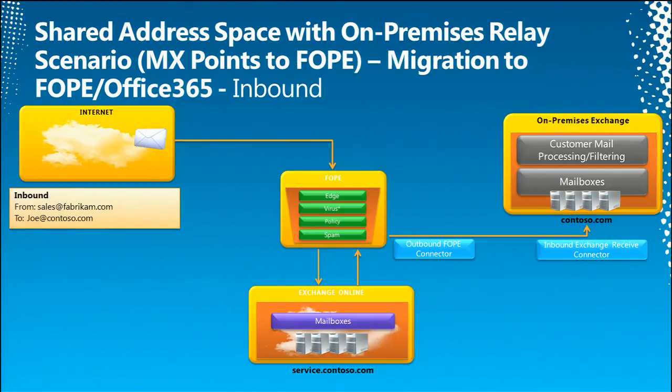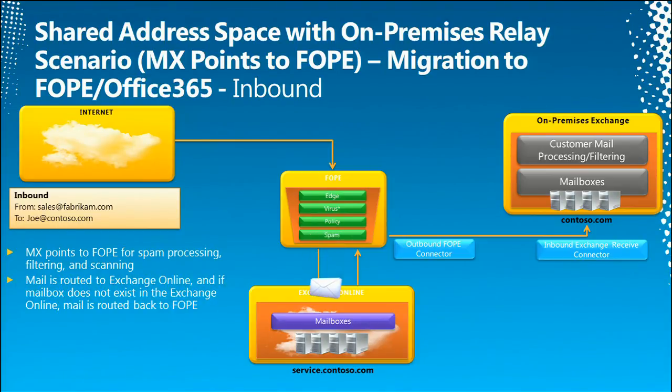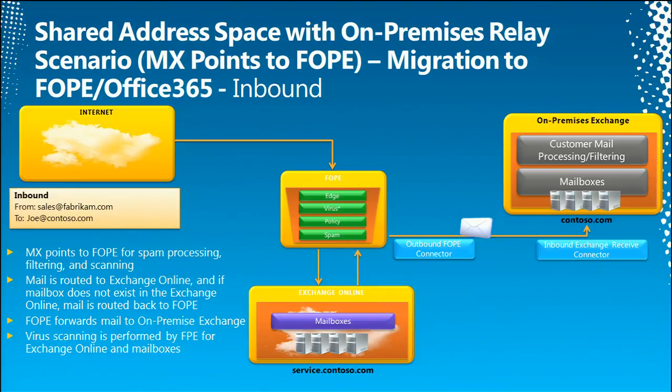Now this scenario is if you change your MX records from pointing to on-premise to pointing to FOPI. So all of your mail is going in and out of FOPI first. So you're making FOPI decide if the mailbox resides in the cloud or does it reside on-prem. It'll hit the FOPI service, do all of its filtering and spam scanning for that mail, and then route it to Exchange Online. If it doesn't exist there, it will route back to FOPI, where the outbound connectors have been configured to route that mail to the on-premise environment.